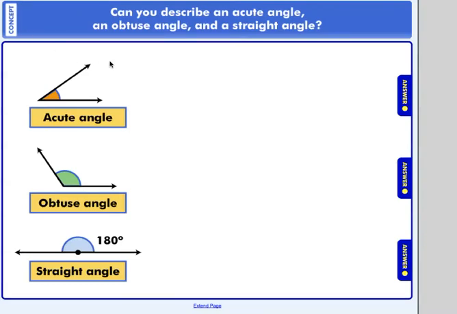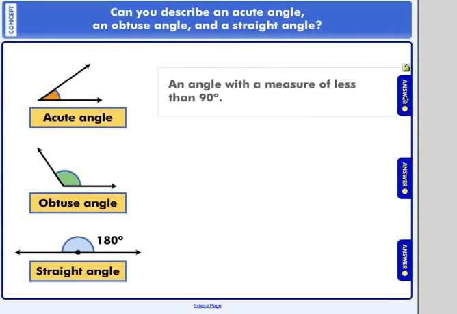We're also going to put acute angle, obtuse angle, and straight angle into your notes. You might even want to put down this picture so you have a visual to look at with it. Okay, so acute angle: an angle with a measure of less than 90 degrees. So an acute angle is going to be anywhere between 0 and 90 degrees. This is just one example of what it might look like.